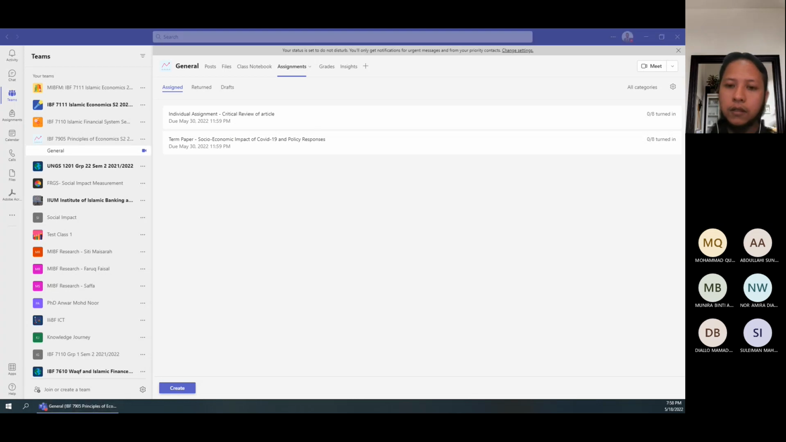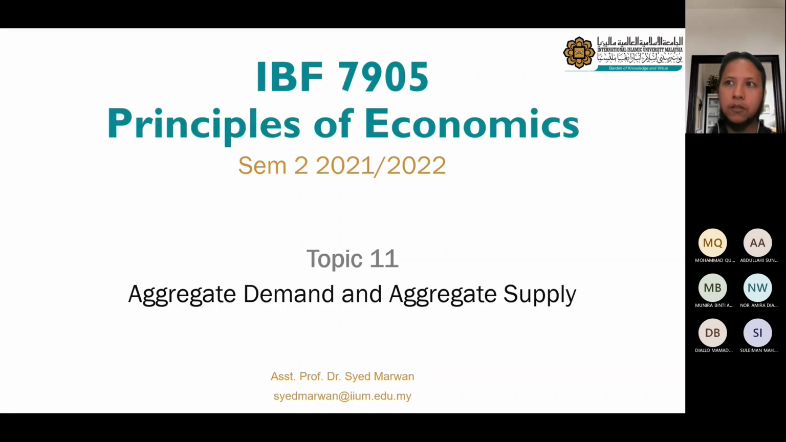Okay, the focus for today will be the topic of aggregate demand and aggregate supply. This is similar to the demand and supply that we learned previously. We already talked about demand and supply, the demand curve and the supply curve, but today we learn aggregate demand. The keyword in terms of aggregate is basically adding everything together.